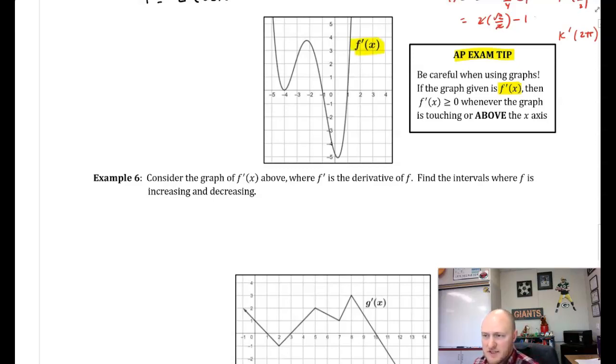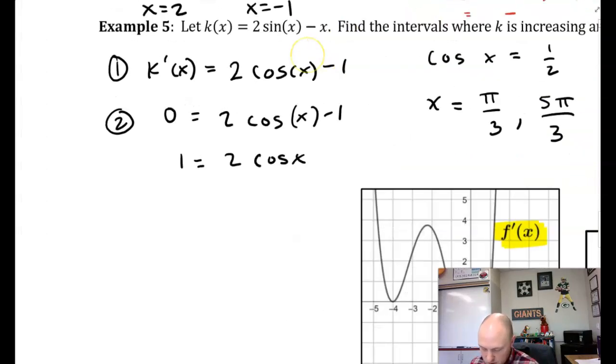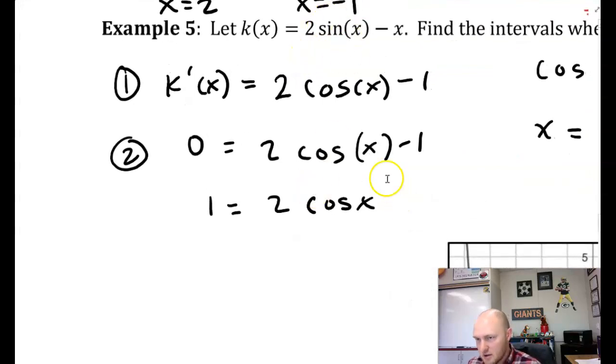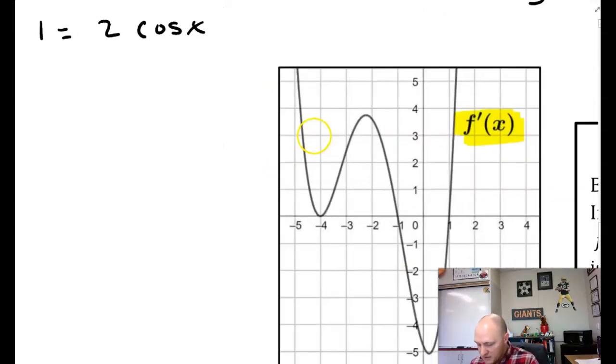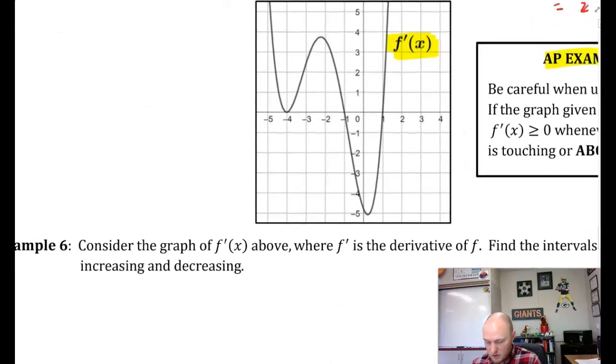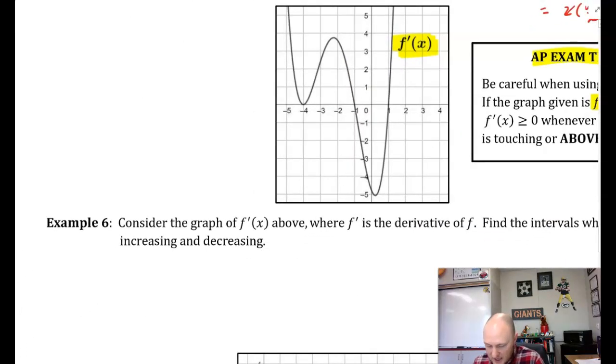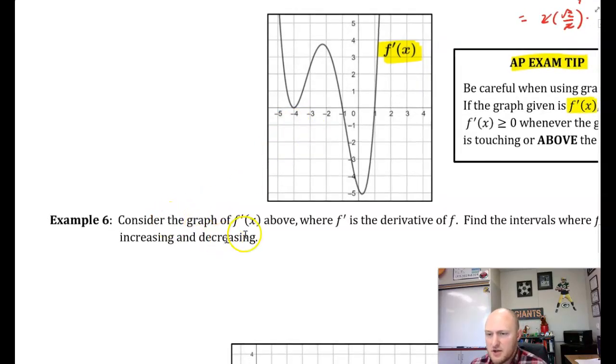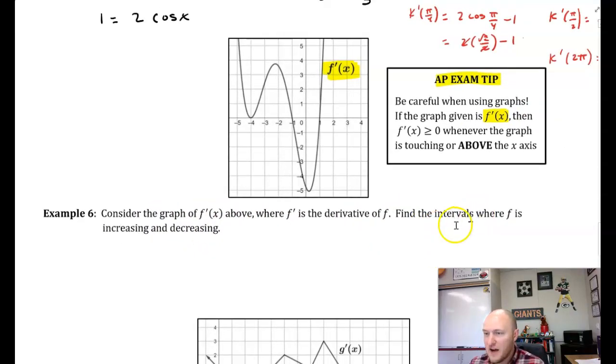So here this graph is f prime of x. So whenever I'm interpreting for f, is f increasing? Is it decreasing? Well, I'm not interpreting the slope of this. I'm not going to do what I did up here where I took a derivative and set that equal to 0 to find my critical numbers. I'm already given the derivative. This is like some of those ones where we were already given the derivative. So again, they want me to do the same thing here. They say consider the graph of f prime above where f prime is the derivative of f. Find the intervals where f is increasing and decreasing.